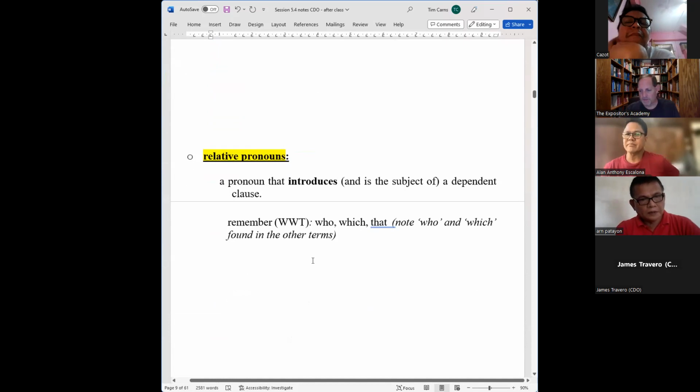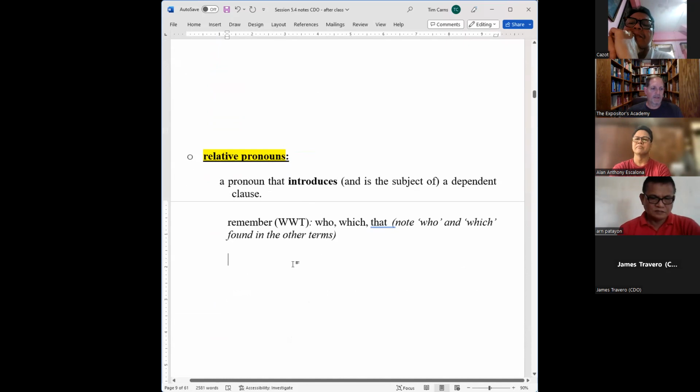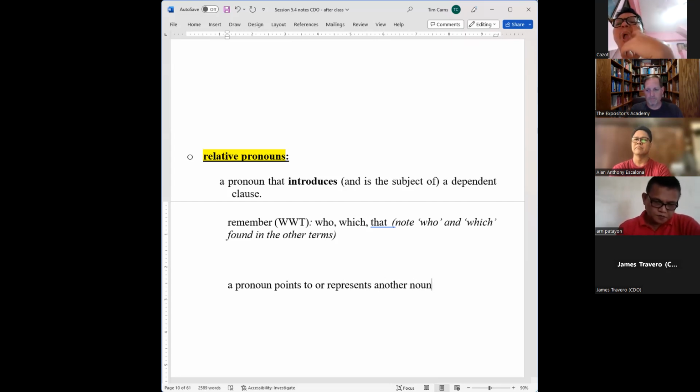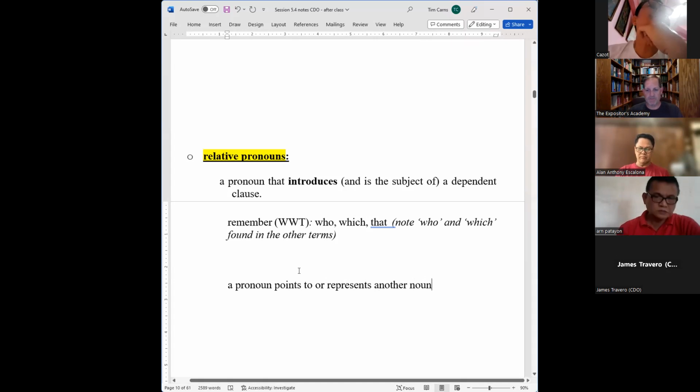And then probably the easiest one, the connector word that we all love, our favorite one, is the relative pronoun, because there's only a few of them to worry about. Okay. A relative pronoun is a pronoun. Again, remember, a pronoun points to or represents another noun, right? Pro comes from the idea of toward. So a pronoun points to a noun. It just represents a noun, right?